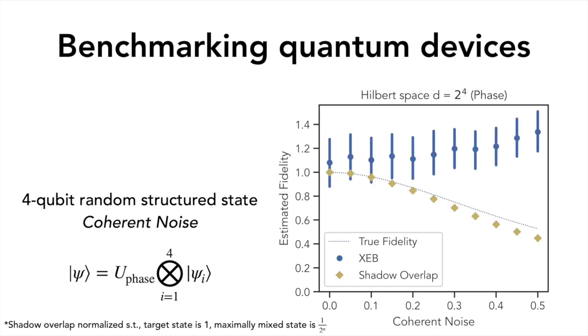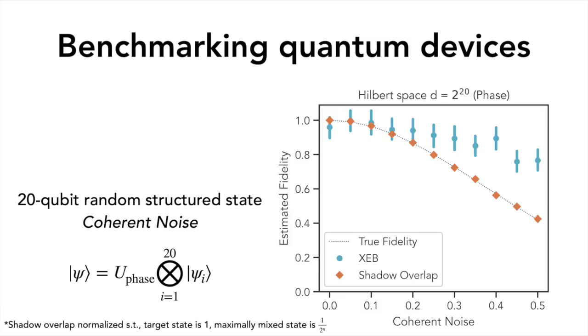But if we jump to slide 66, where we have this more structured state and also coherent noise, we suddenly see that XCB goes a little bit haywire. As the coherent noise increases, somehow the XCB scores start to increase as well, and actually go above 1, which doesn't really make any sense. On the other hand, shadow overlap gradually decreases, tracking the true fidelity quite well. It doesn't track it perfectly because they're fundamentally different quantities, but it still tracks the true fidelity quite well.